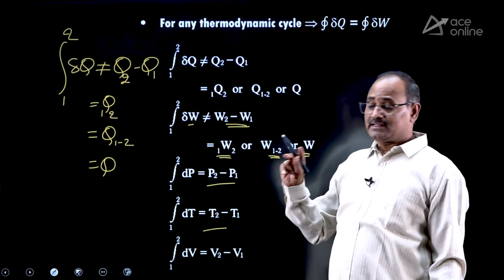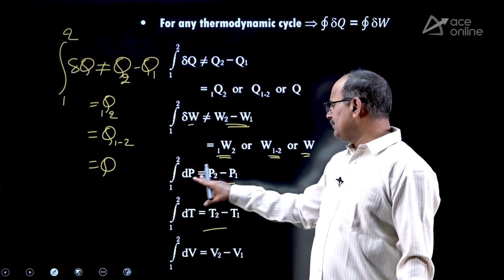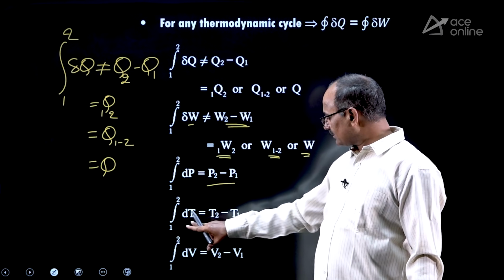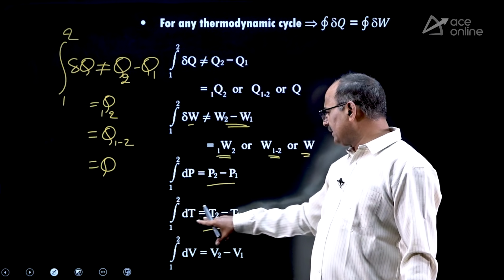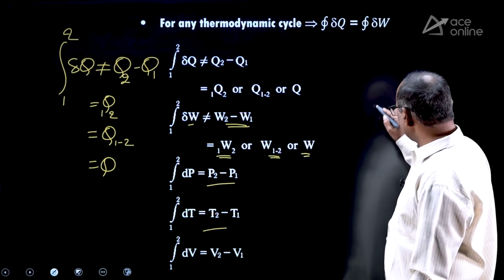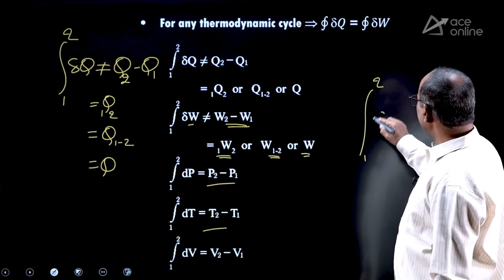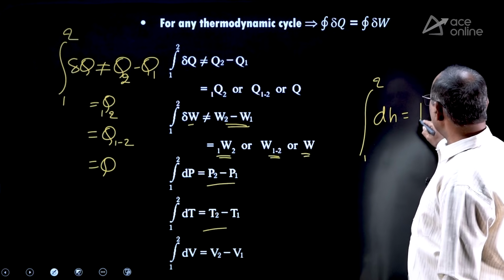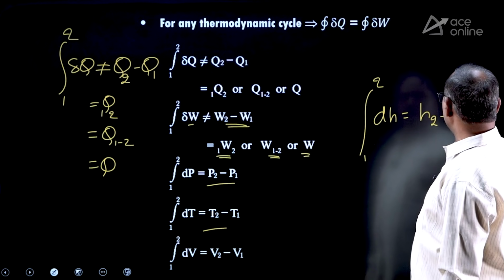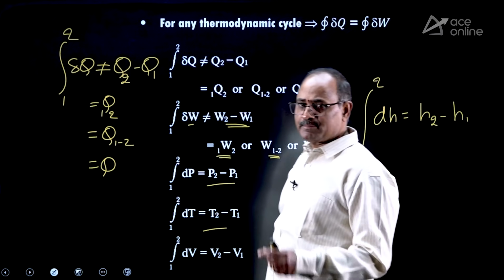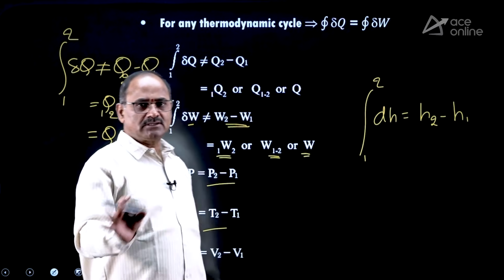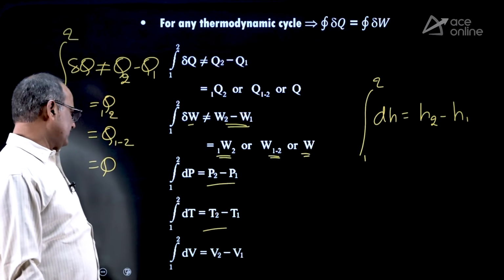Properties can be written by their difference. Integral 1 to 2 dP equals P2 minus P1. Similarly, integral 1 to 2 dT equals T2 minus T1. Similarly, integral 1 to 2 dH, the enthalpy property, can be written as H2 minus H1. So, all properties can be written by their difference, but path function quantities can never be written by their difference.